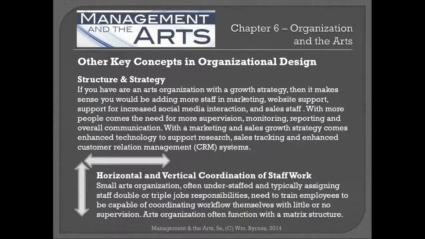Other things to think about is structure and strategy. If you have an arts organization with a growth strategy, then it makes sense that you would be adding more staff in marketing, website support, support for increased social media interaction, and sales staff. So with more people comes the need for more supervision, monitoring, reporting, and overall communication. With the marketing and sales growth strategy comes enhanced technology to support research, sales tracking, and so on.